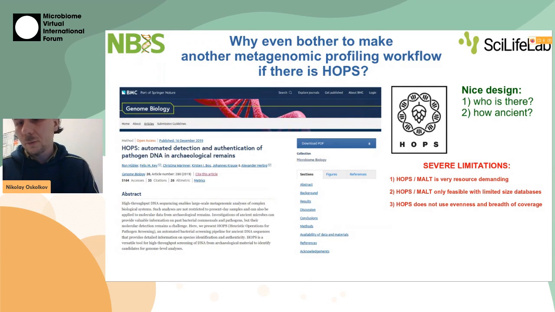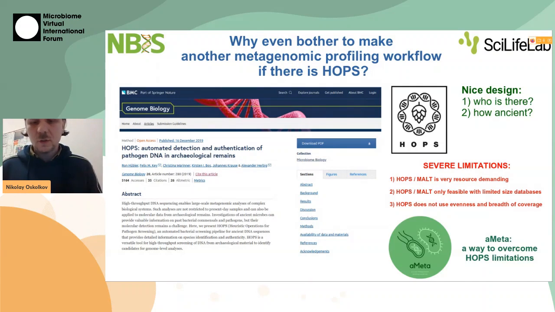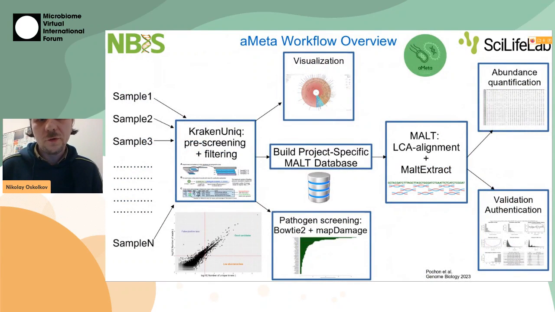And also HOPS completely ignores the evenness of coverage. So that's all this is what we wanted to fix in aMeta. We wanted to overcome these HOPS limitations. And this is a brief overview of aMeta. I will not be explaining in detail how it works, but just to emphasize the trick behind aMeta, why we actually use fewer resources, and in this way can use larger databases in aMeta compared to HOPS, even though we still use MALT.